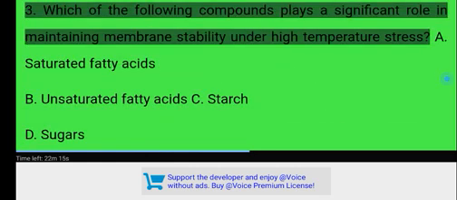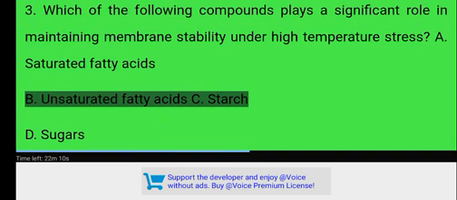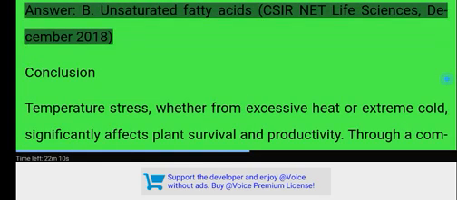3. Which of the following compounds plays a significant role in maintaining membrane stability under high temperature stress? A. Saturated fatty acids. B. Unsaturated fatty acids. C. Starch. D. Sugars. Answer: B. Unsaturated fatty acids. CSIR NET Life Sciences, December 2018.